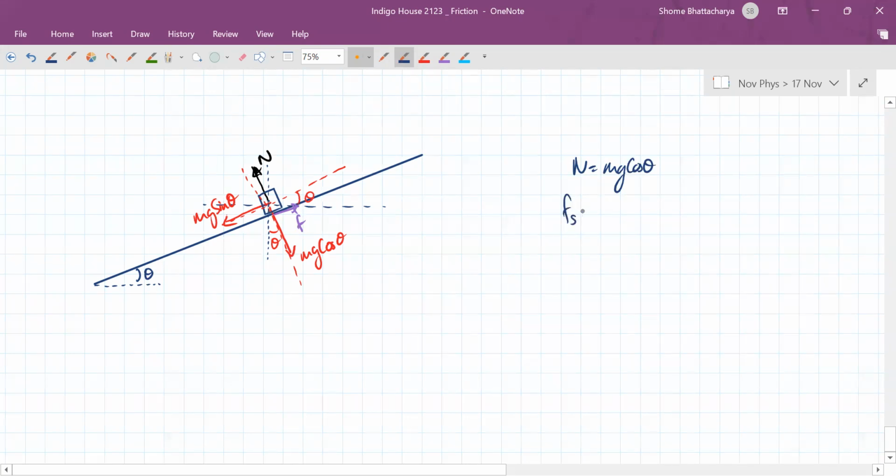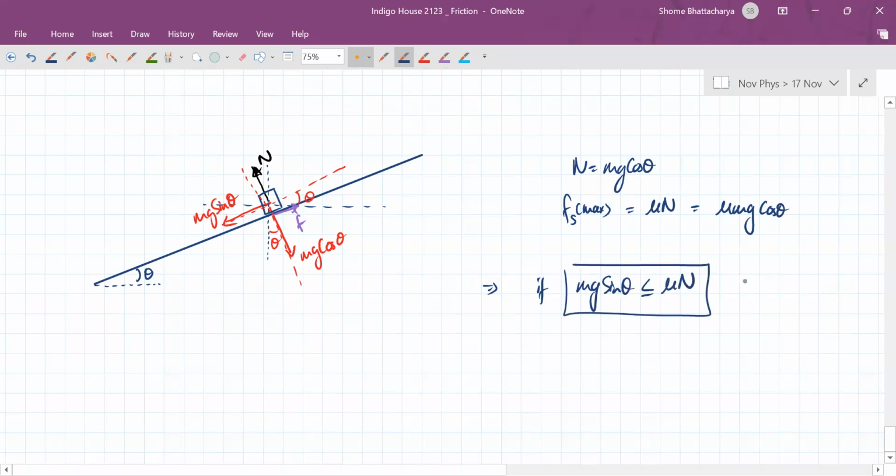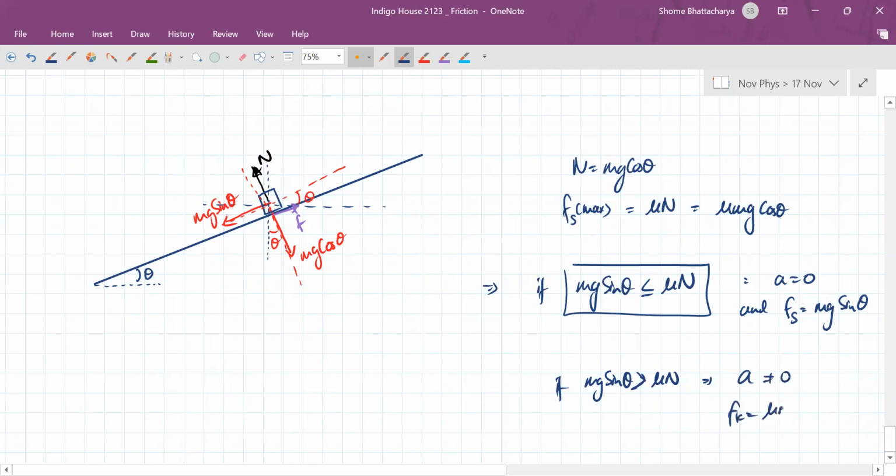So maximum limiting friction available will be equal to mu n. So it will be mu mg cos theta. Therefore we will see that if mg sin theta is less than or equal to mu n, then the acceleration will be 0 and static friction equal to mg sin theta will act. Whereas if mg sin theta is greater than mu n, that means the acceleration will be non-zero and kinetic friction equal to mu mg cos theta will act.